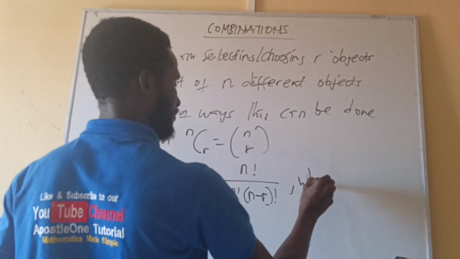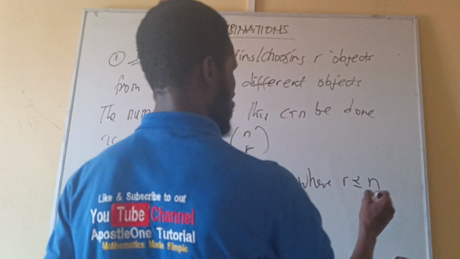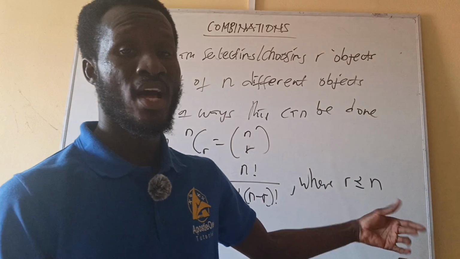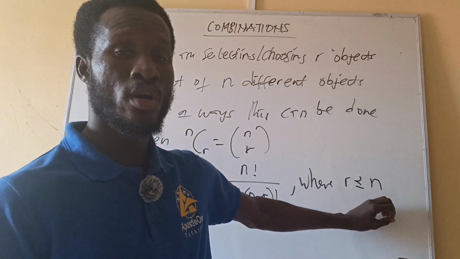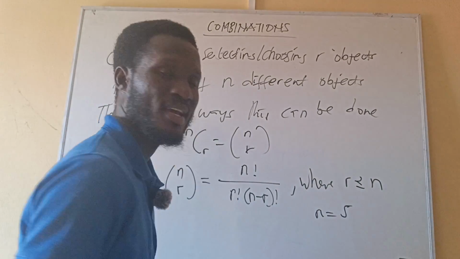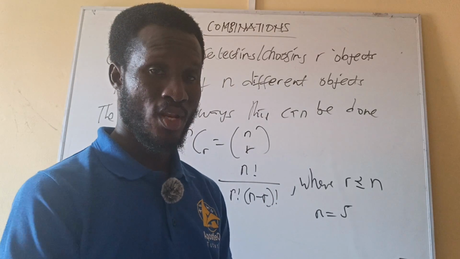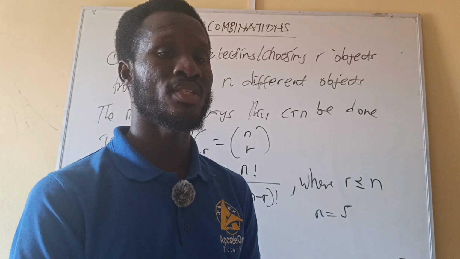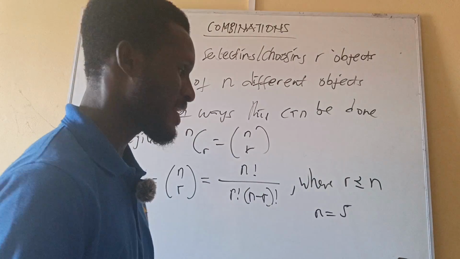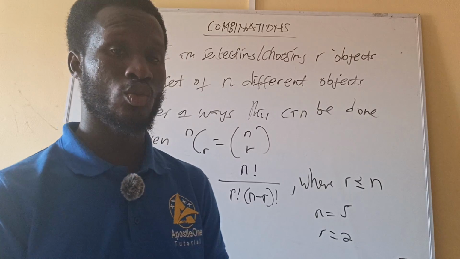Now, just like the permutation, R is less than or equal to n. It means that, let's say n is equal to 5, where n represents total students in a class. I have a class containing 5 people, so n is equal to 5. Now I want to select 2 people from the class.